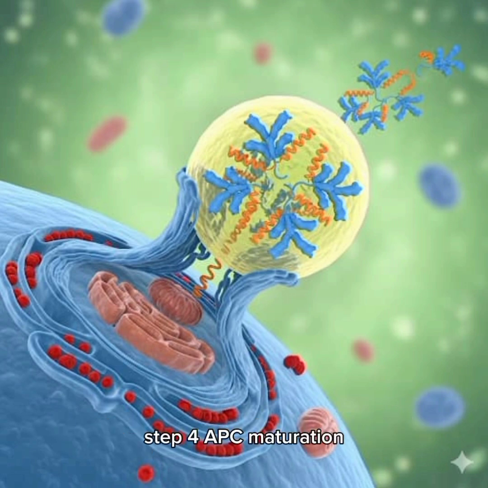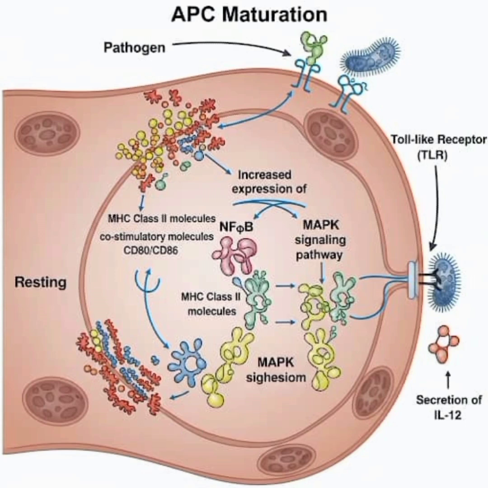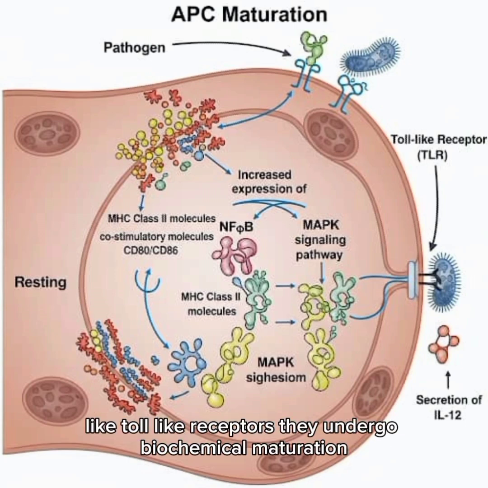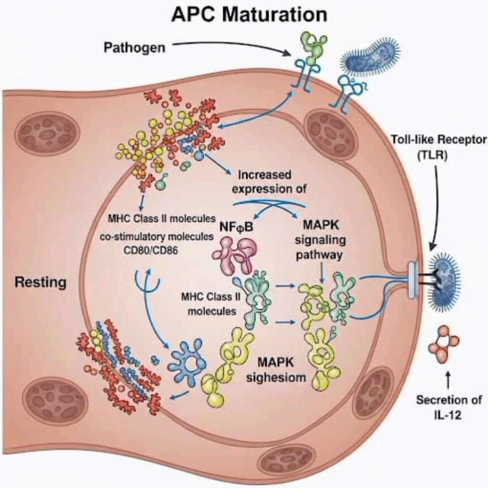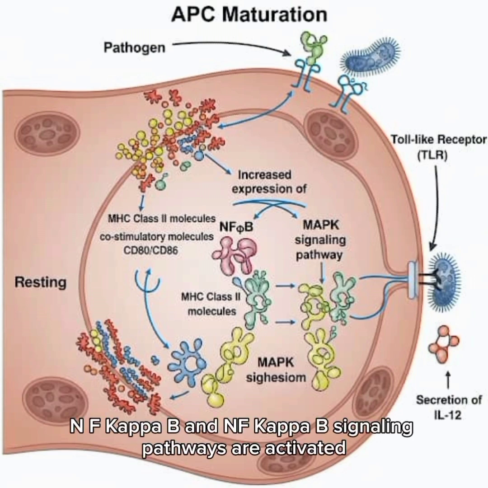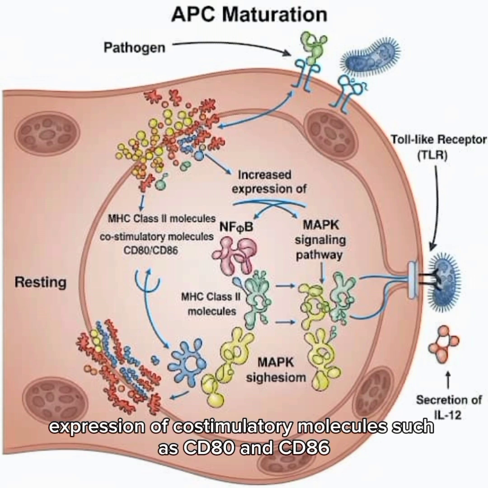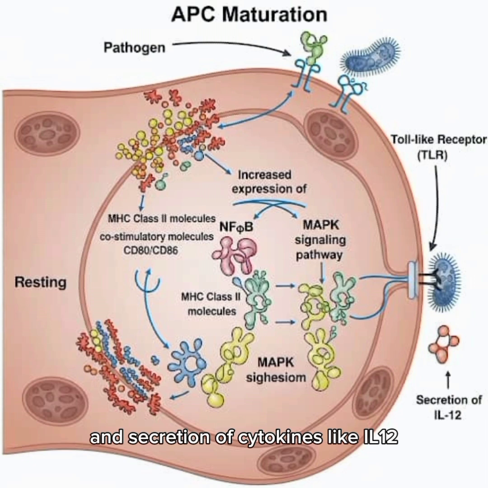Step 4. APC maturation. When APCs detect pathogens through pattern recognition receptors like toll-like receptors, they undergo biochemical maturation. NF-kappa B and MAPK signaling pathways are activated, leading to upregulation of MHC molecules on the cell surface, expression of co-stimulatory molecules such as CD80 and CD86, and secretion of cytokines like IL-12, which shape T-cell differentiation.